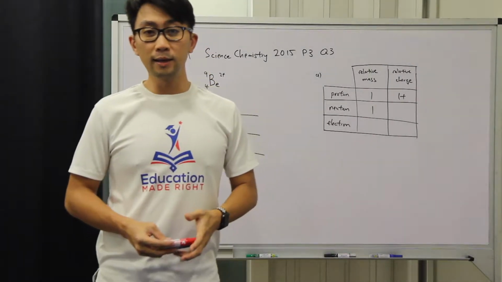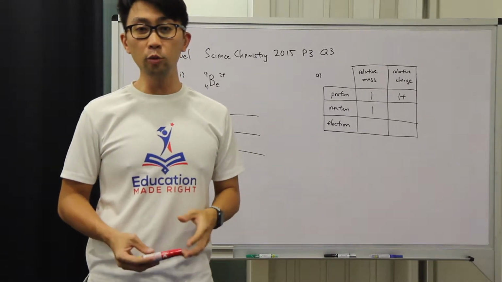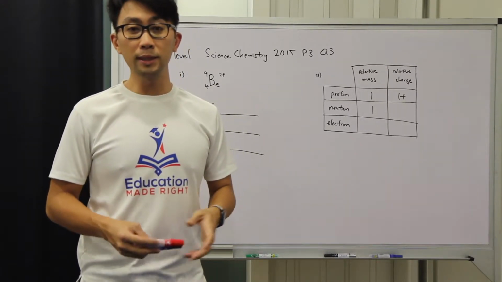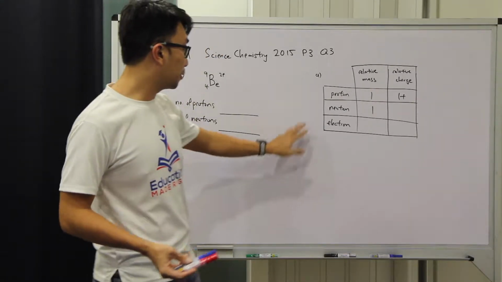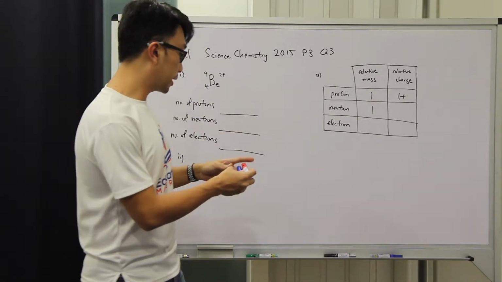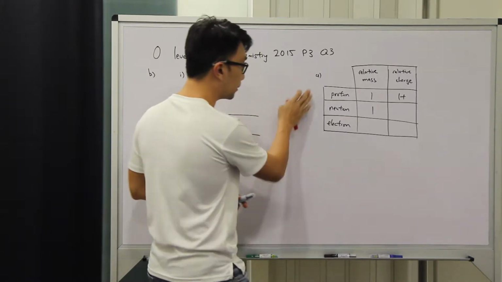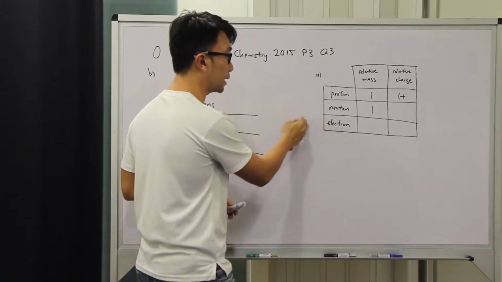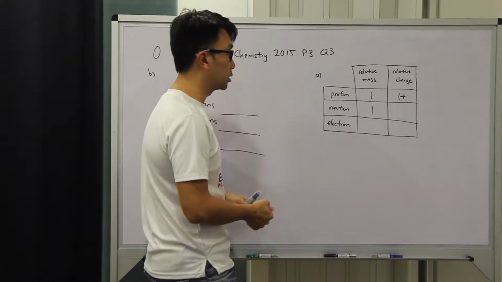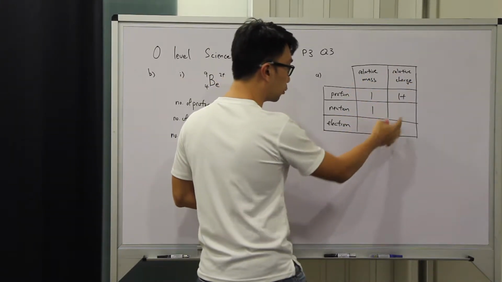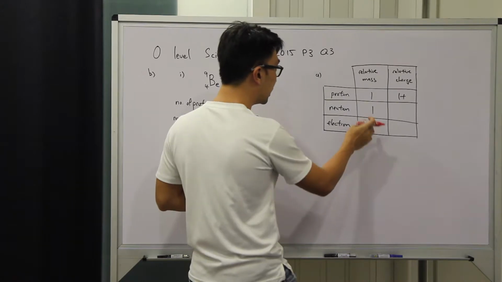When completed, Table 3.1 describes the components of most atoms. Complete the table by filling in the blank boxes. So I've copied down the table on my board right here, and we can see that there's a proton, neutron and electron on the left, and on the top we have got relative mass and relative charge. Let's fill up the table with these three blank boxes.